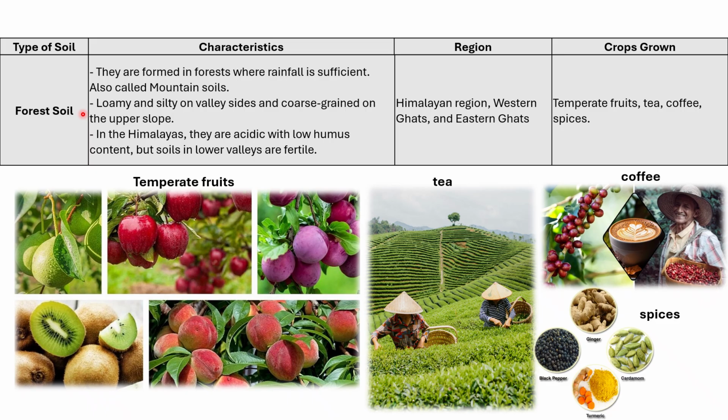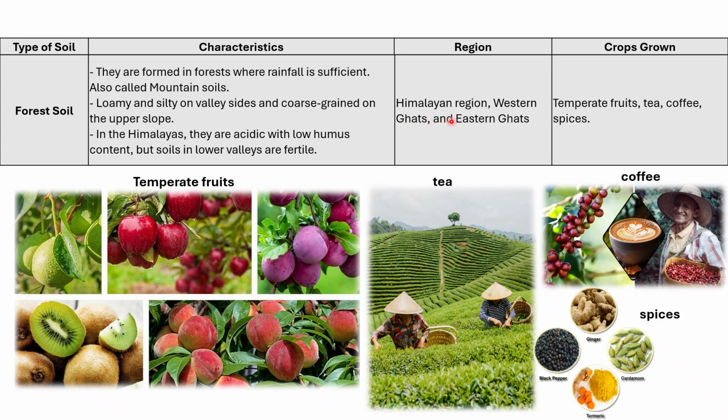Next is forest soil. This is also known as the mountain soil. These are generally found mainly in forest areas where the rainfall is very sufficient. Forest soils will vary from place to place. On the valley sides, the soil is very loamy and silty, while on the upper slopes it becomes very coarse grained. In the Himalayan region, the soil tends to be acidic. It will be very low in humus, but in the lower valleys it becomes very fertile.